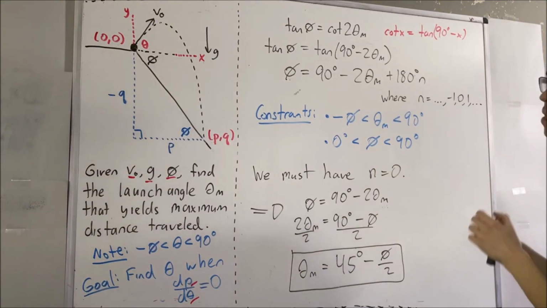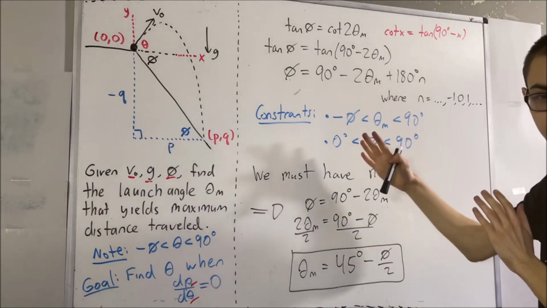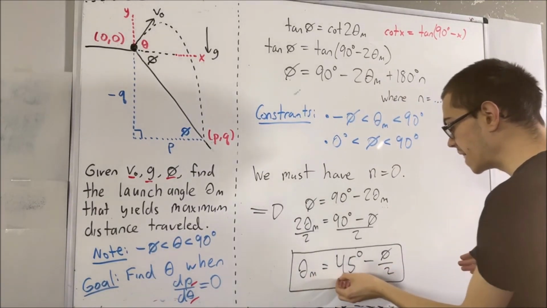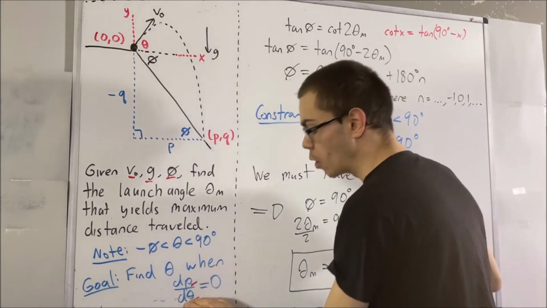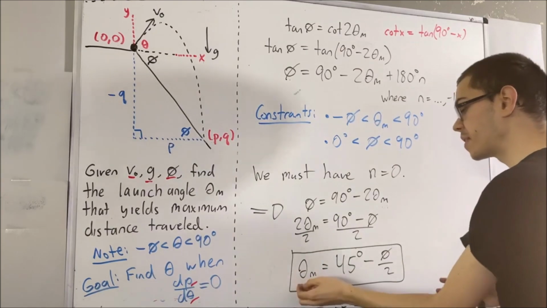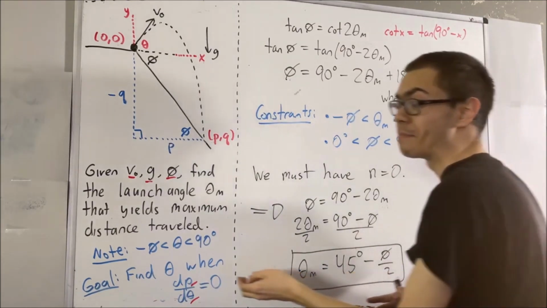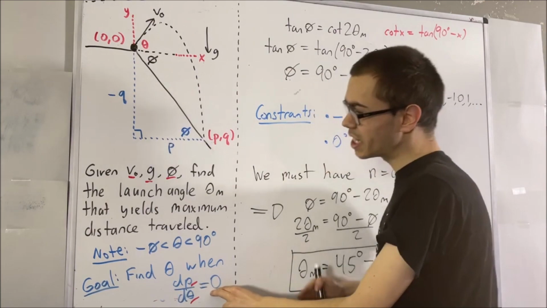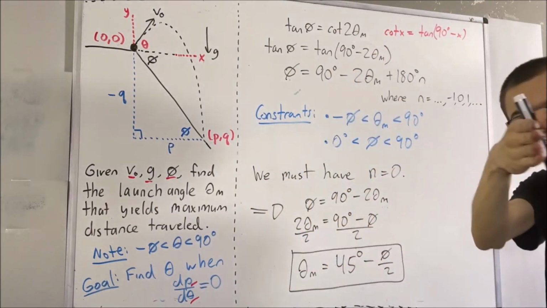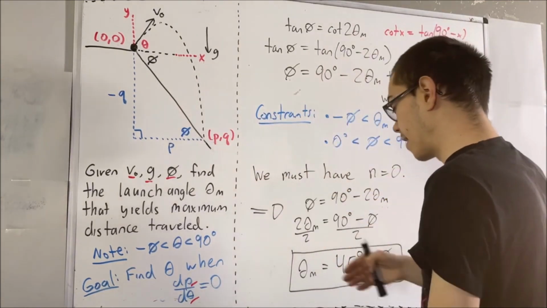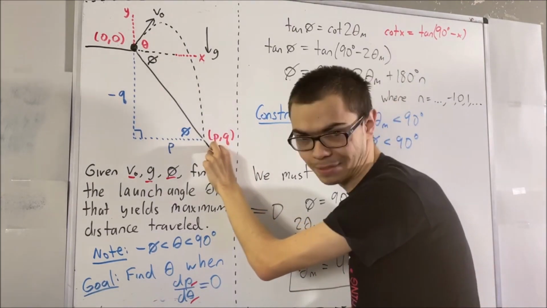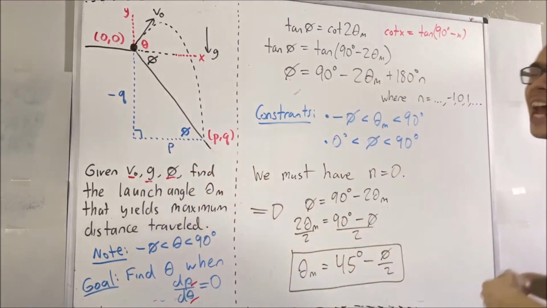Now, there is one part I'm leaving out of this, and it's that all we have really found here is that this is theta when dp over d theta equals 0. We haven't mathematically shown that this value for theta yields a maximum value for p, right? We suspect it to be a maximum, right? So I leave it as an exercise for the audience to verify that at this launch angle, p is in fact a maximum, right? So I leave that as an exercise for the audience.